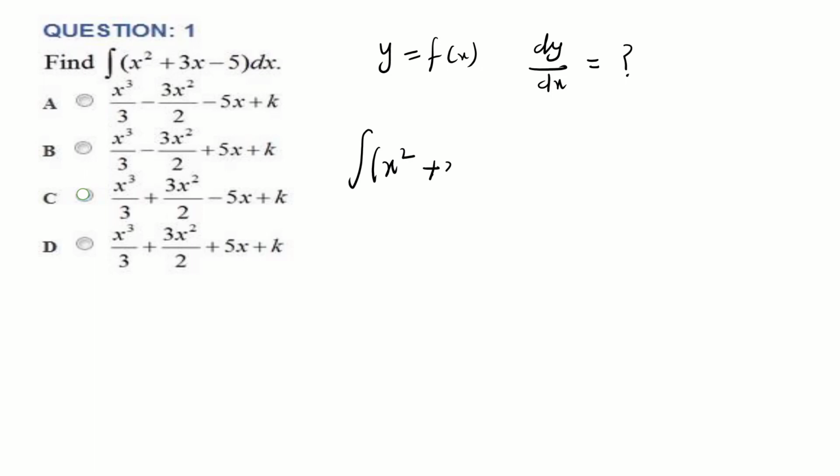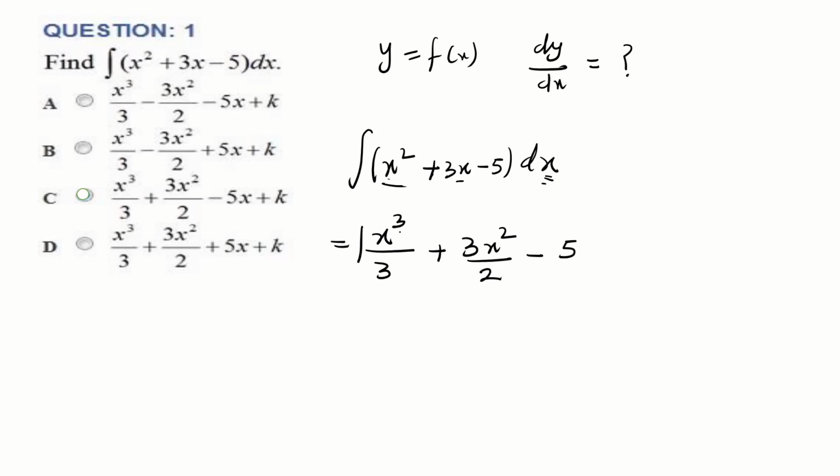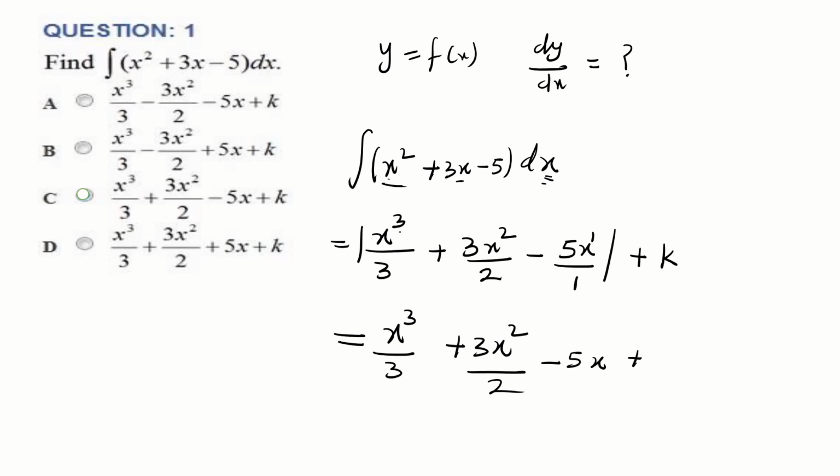We have x squared plus 3x minus 5 dx. So what we do is that we assume we are multiplying each of these variables by x, and we divide the result by the power of x. So here if you multiply x squared by x, we have x cubed, and we divide by 3, which is the power of x here, plus 3x multiplied by x, this is 3x squared over 2, which is the power of x, minus 5 multiplied by x, that is 5x, and what will be the divisor? Since x can be raised to the power of 1 here, divide by 1, then plus k, which is the constant. So the answer here will be x cubed over 3 plus 3x squared over 2 minus 5x plus k, and that is option C.